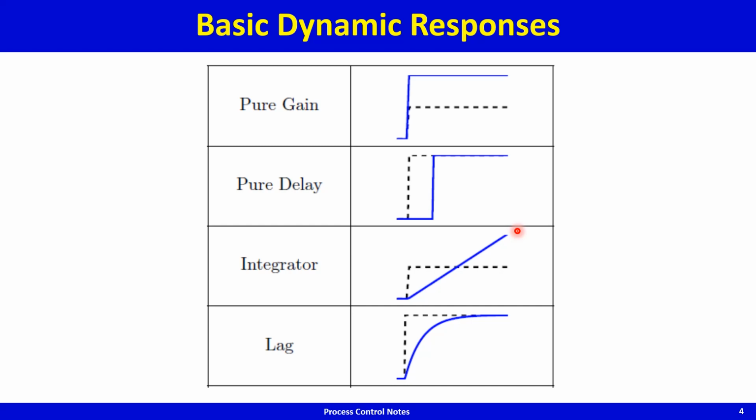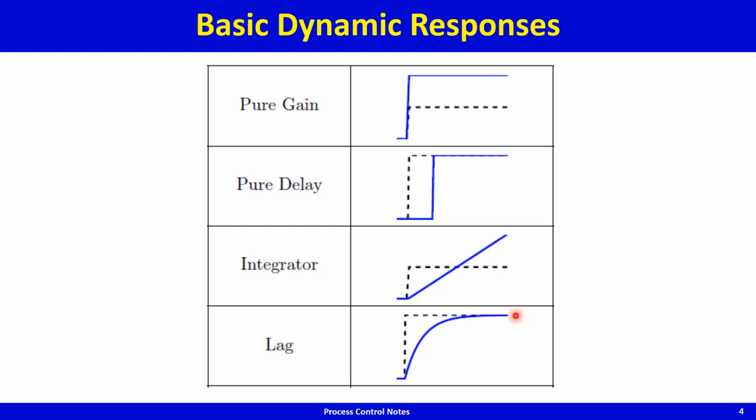You also have a first order lag. What is a first order lag? It's shown here. The input changes as a step and the output reaches the same value as the input, final value is the same as the input, but then it slowly rises to reach the final value. This is called a pure lag. These are some basic dynamic responses, and any realistic response can be well represented by a combination of these basic dynamic response elements.